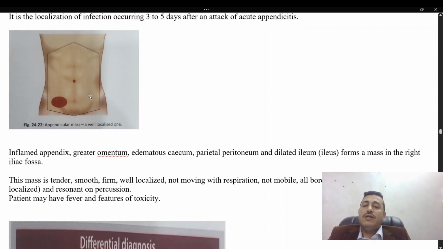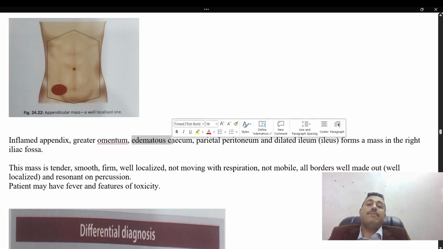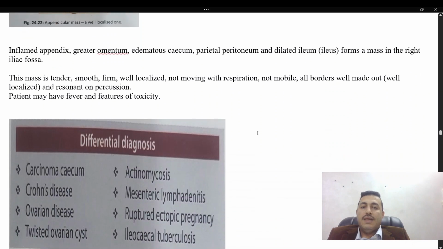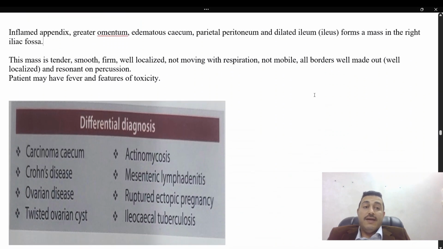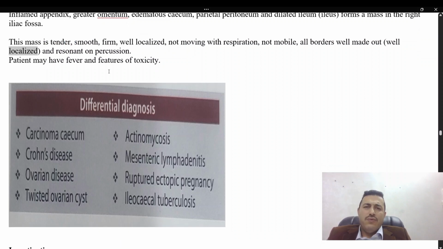So, appendicular mass or periappendicular phlegmon. What is appendicular mass? Actually, it is the inflamed appendix plus the greater omentum plus the edematous cecum plus the parietal peritoneum plus the dilated ileum. These are all called the appendicular mass. Okay, it is well localized by the omentum. Localized means a good mechanism of defense happened. It doesn't move with respiration. No movement with respiration. Not mobile.